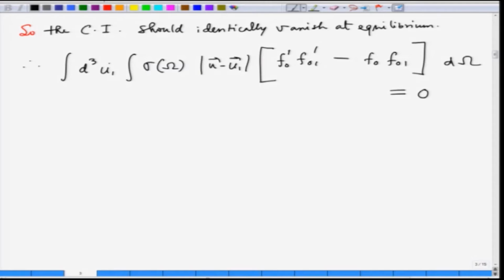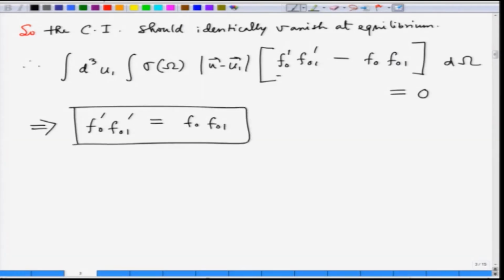And this is true for any arbitrary choice of u1 and omega. So, the only condition by which it can be true is that f0 prime f01 prime should be exactly equal to f0 f01. That means that the integrand itself should vanish. Okay. So, you see you have the product of two equilibrium distribution functions before and after the collisions unchanged.